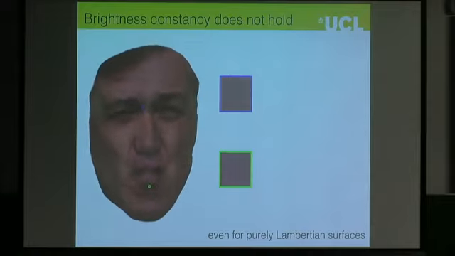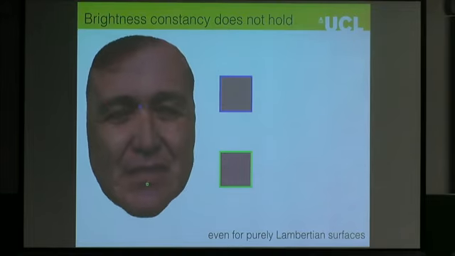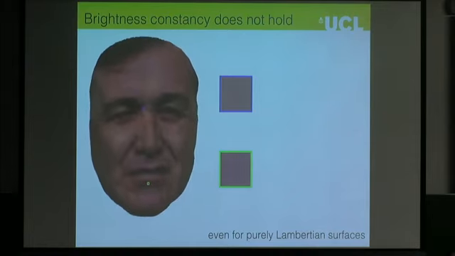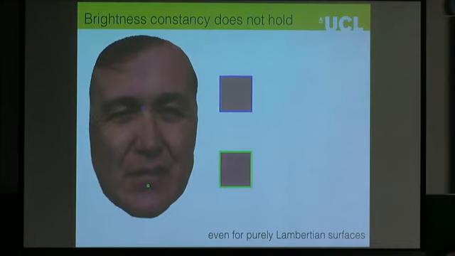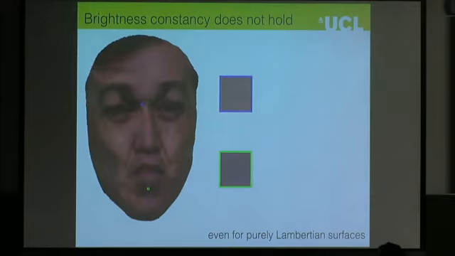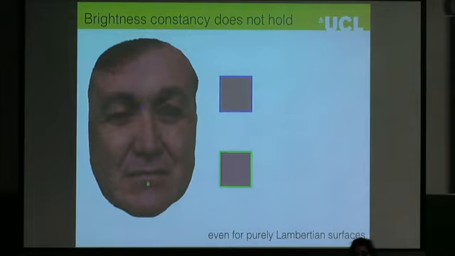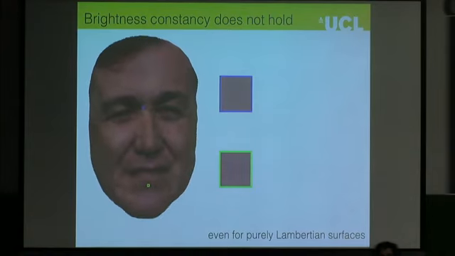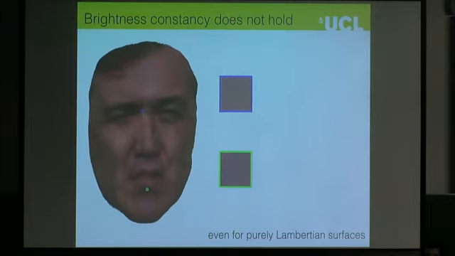The way that we constructed this video was that we had some geometry. We texture mapped the colors of the albedo of the face, and then we rendered this face assuming that it's a purely Lambertian surface. So even though we generated a purely Lambertian surface, brightness constancy doesn't hold over time. The reason for this is the deformations. Because the surface is changing in orientation and the normals are changing over time, the light is interacting with different surface normals, and that creates shading effects.